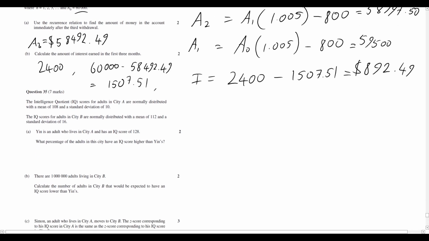Okay, question 35, a 7-mark question now, so quite a doozy. The intelligence quotient, IQ, scores for adults in City A are normally distributed with a mean of 108 and a standard deviation of 10. The IQ scores for adults in City B are normally distributed with a mean of 112 and a standard deviation of 16. Yin is an adult who lives in City A and has an IQ of 128. What percentage of the adults in this city have an IQ score higher than Yin's?